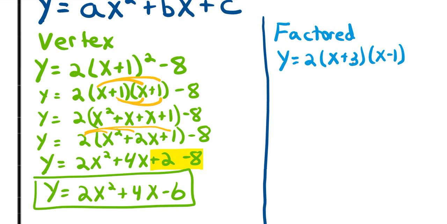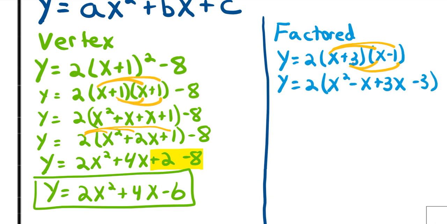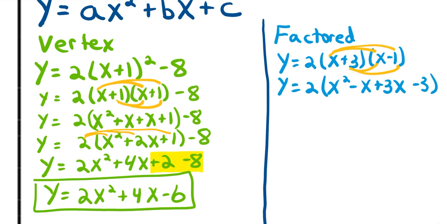So again, we're going to be FOILing the x plus 3 and the quantity of x minus 1 and then distributing the 2. So here, we're going to get x squared minus 1x plus 3x minus 3. Now again, I'm going to simplify the parentheses first. And that's going to give me, when I combine my like terms of negative x plus 3x, that's going to give me x squared plus 2x minus 3.